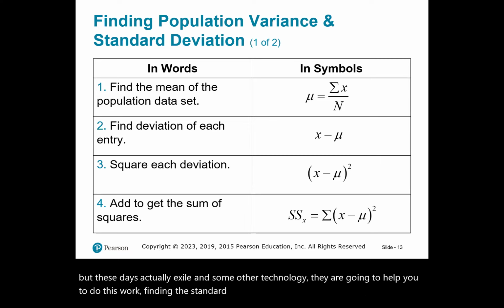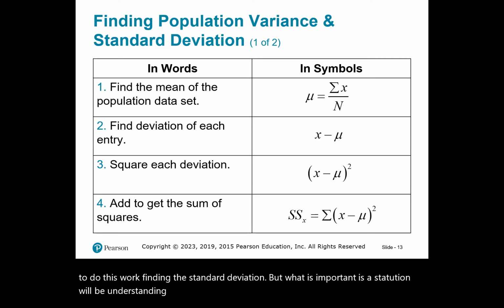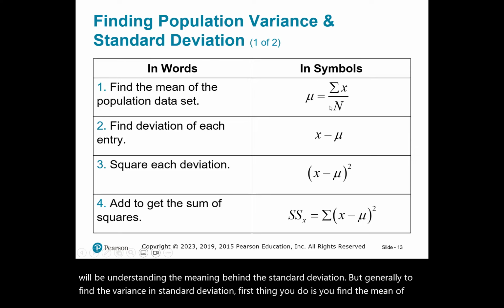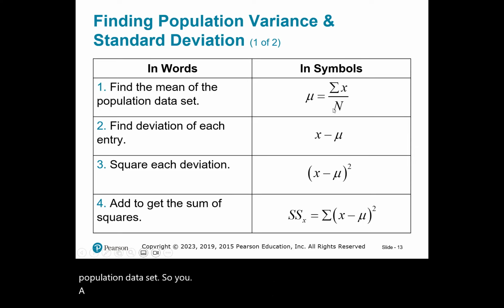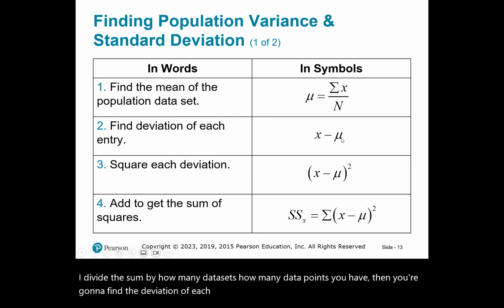But what is important as a statistician will be understanding the meaning behind the standard deviation. But generally, to find the variance and standard deviation, the first thing you do is find the mean of the population data set. So you divide the sum by how many data points you have. Then you're going to find the deviation of each entry, which is x minus mean.